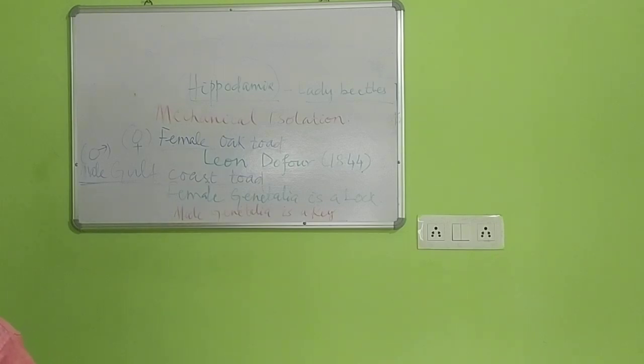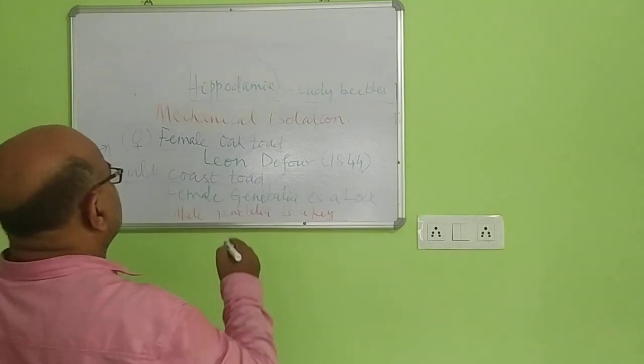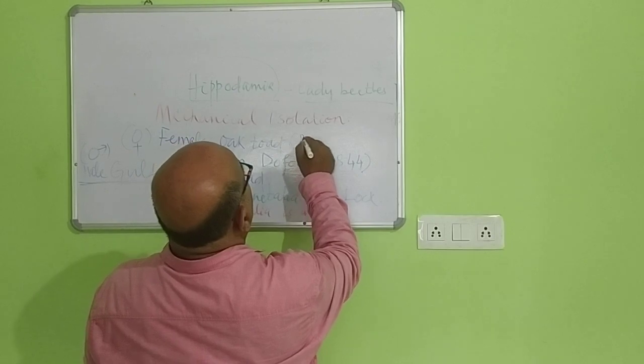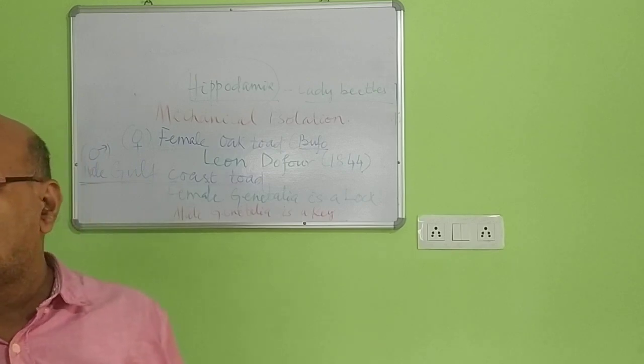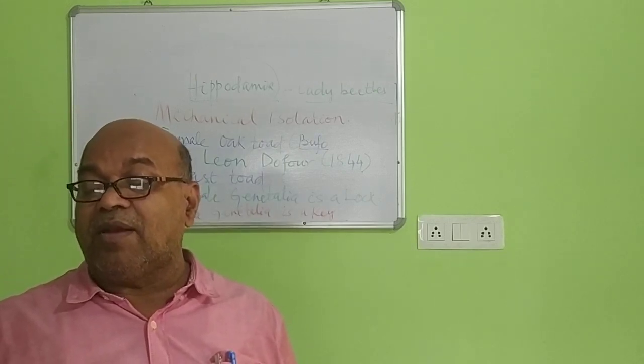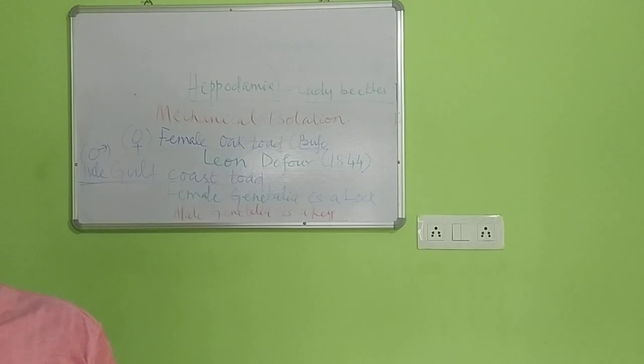The species called oak toad belongs to Bufo. Bufo, B-U-F-O, is the generic name of the toad. In our state you find one type of Bufo called Bufo melanostictus. But in foreign countries like North America as well as in Britain, you find one type of species called the oak toad, which is Bufo quercicus.